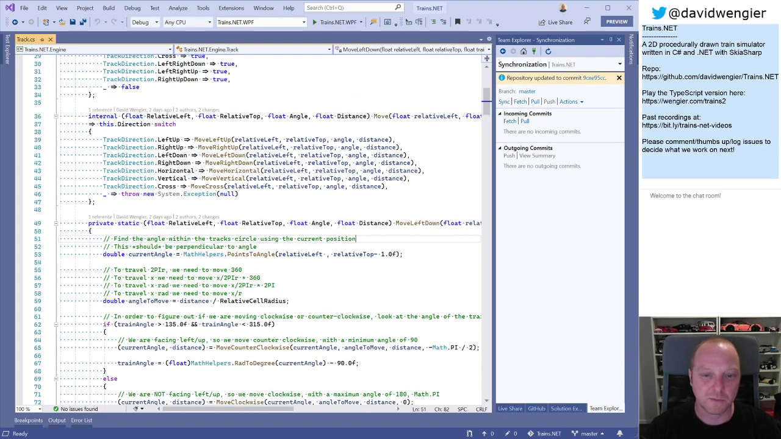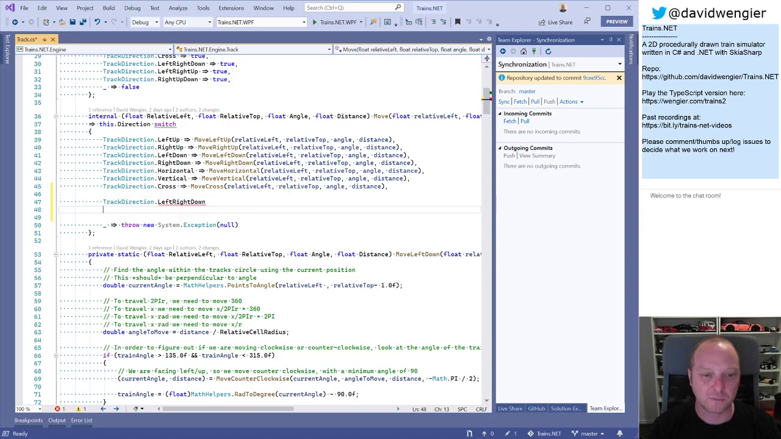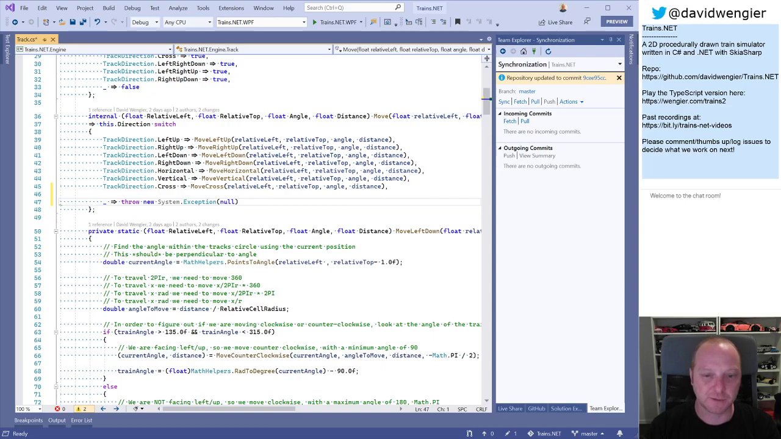But there are also more directions to go here. There is left, right, down. Left, up, down. Let me just lay them all out. Or do I refactor first? Let's refactor first.